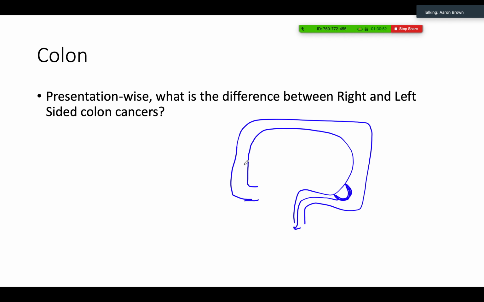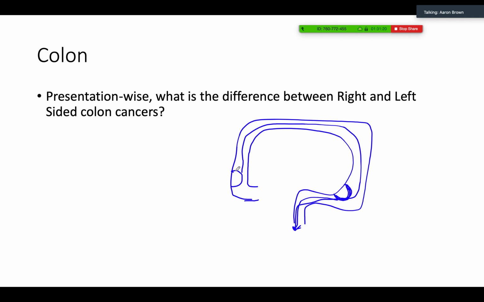Now, if we have a tumor on the right side, the problem is, yes, it's going to bleed, but all of that blood is going to be digested. And so by the time that it reaches our patient's stool, when they turn around and they look at the toilet after using the bathroom, they're not really going to notice any difference. Maybe it looks a little darker, but who really keeps track of how dark their poop is? Most of us, not really, right? And so they're not really going to realize they're bleeding.